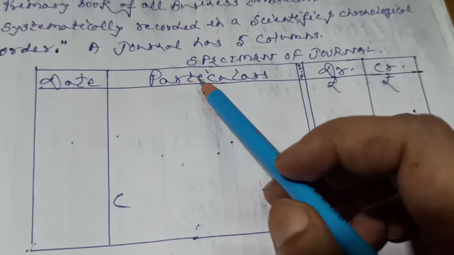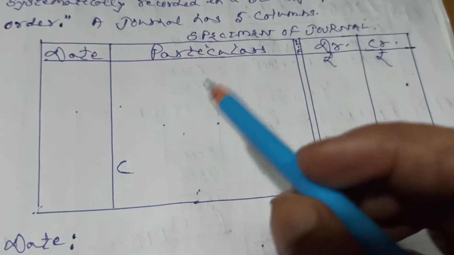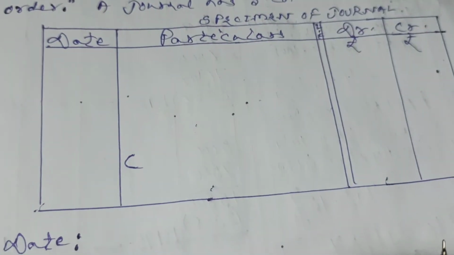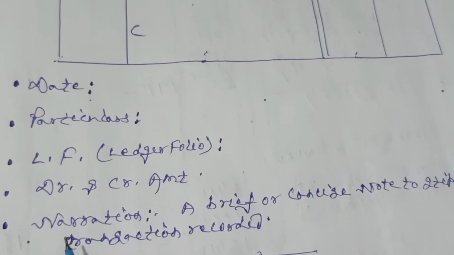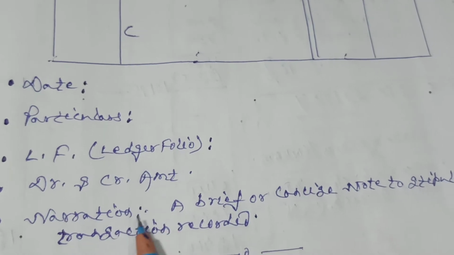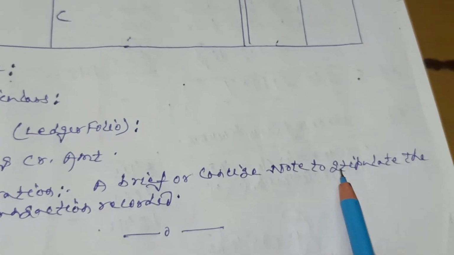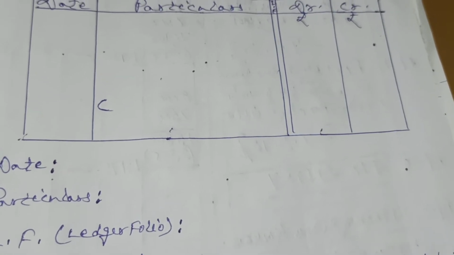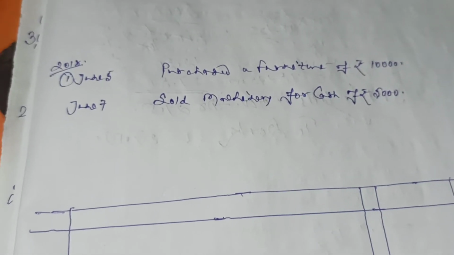Apart from that, whenever you are going to record any transaction, you will have to stipulate that transaction in a concise mode, that is, what transaction has taken place. That will be recorded and shown as narration. Narration is a brief or concise note to stipulate the transactions recorded. Now let me exemplify.